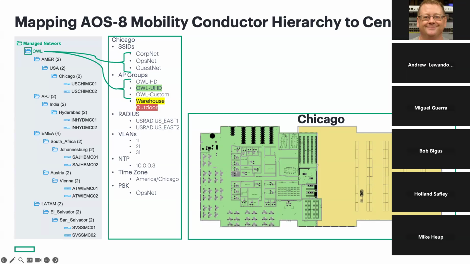So the SSID and the 3 AP groups are inherited from the OWL group at the top level. The radius servers are inherited from the USA level. So we have East Coast and West Coast, and this one here is US Radius East. It's what's serving Chicago. If they were in California, it'd be served by a US Radius West. And then the rest of the configuration was found to have been applied directly at the Chicago level.